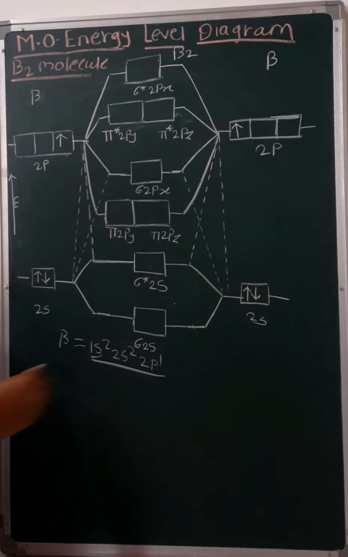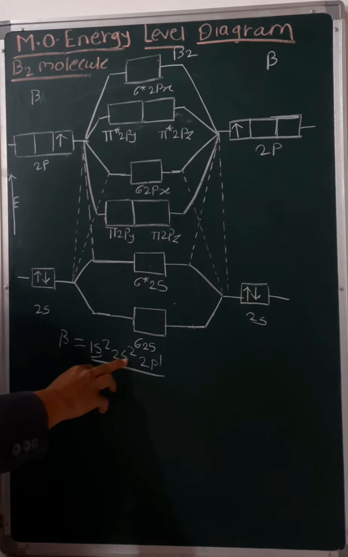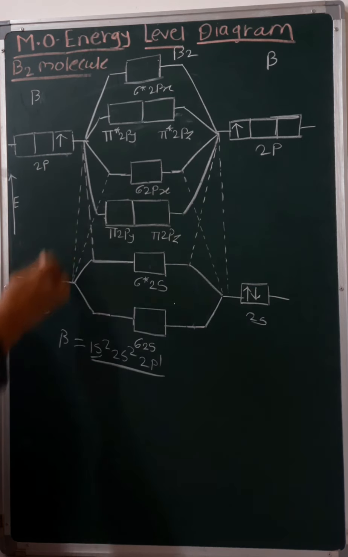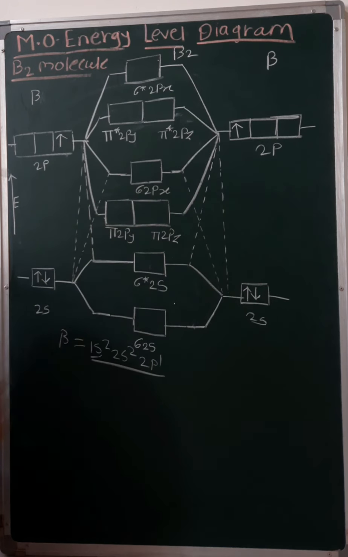Here the 2s and 2p orbitals have close energy. Therefore, sp interaction takes place, because the 2s orbital and 2p orbital have close energy. So for the formation of the boron molecule, there is interaction between the s orbital and p orbital. This interaction is shown by this dotted line.